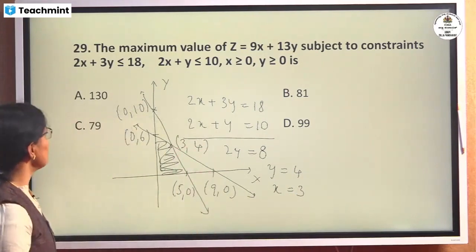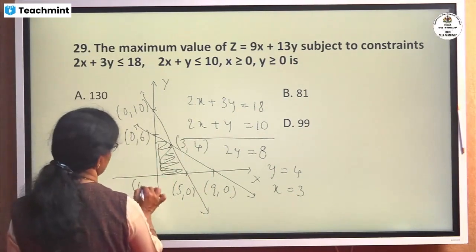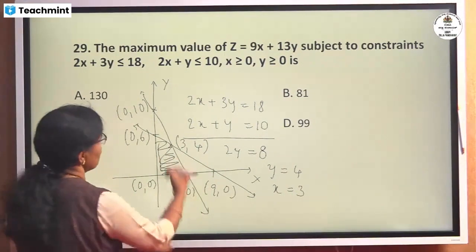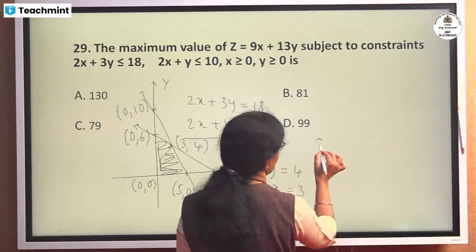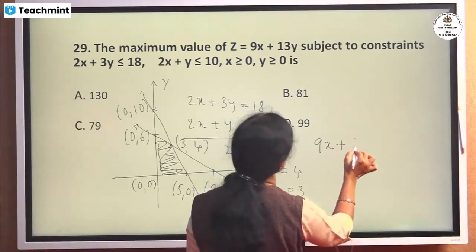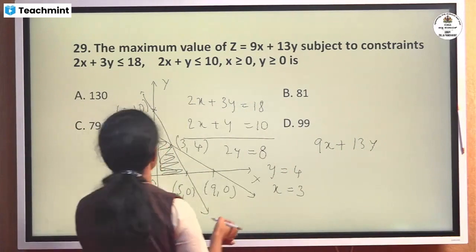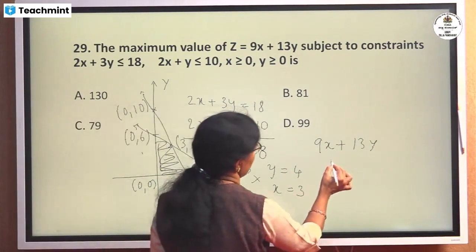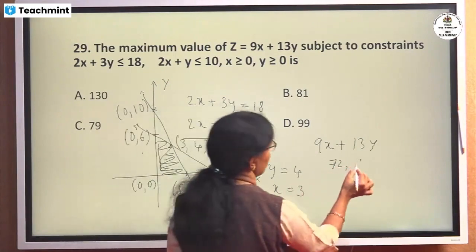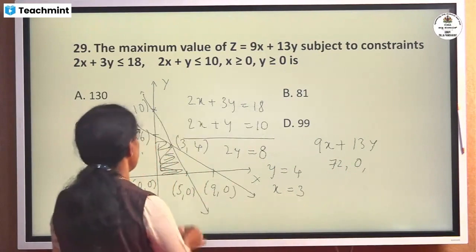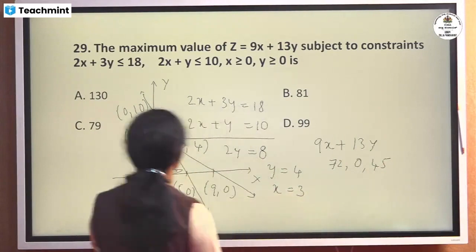Now take the objective function and calculate the value. So another point is here, that is 0, 0. These are all the points. 9x plus 13y. So z is equal to what? At 0, 6, you will get the answer as 72. And at 0, 0, you will get the answer as 0. At 5, 0, you will get the answer as 45. Which value do you want? Maximum.